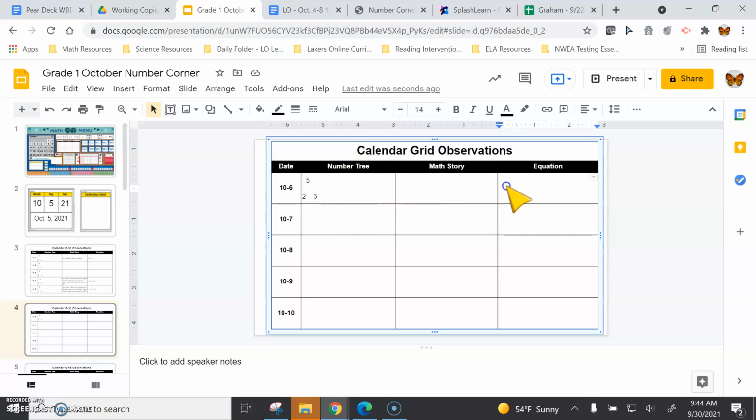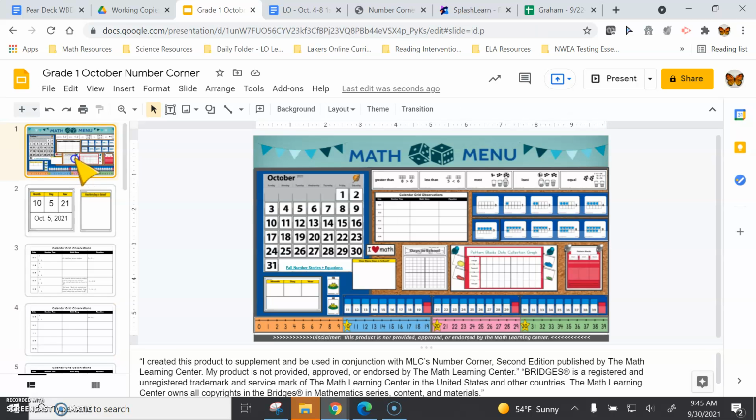Wow. Do you think we can write a math equation for that number tree? Let's try it. 2 plus 3 equals that big number of 5. Math equation. Remember our goal. We're trying to get to the point that we can subitize and actually look at that math fact and quickly know the answer. Great job, All-Stars.